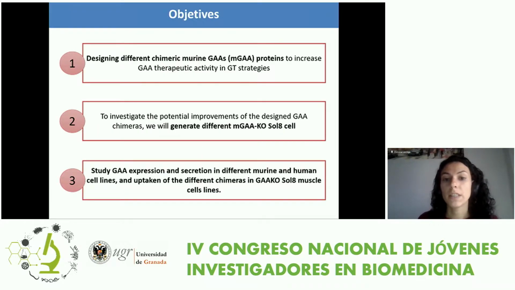So the main objective for this project is the design of different chimeric murine GAA proteins to increase GAA therapeutic activity in gene therapy strategies. To investigate the potential improvement of the designed chimeras, we generate different knockout cell models in murine skeletal muscle cells, and we study GAA expression and secretion in different murine and human cell lines and the uptake in the models that we have generated.